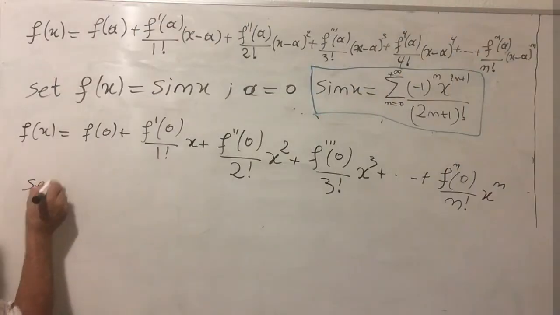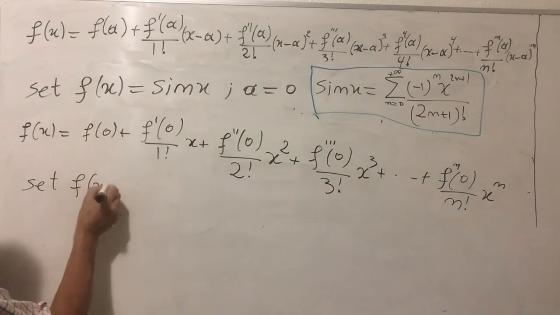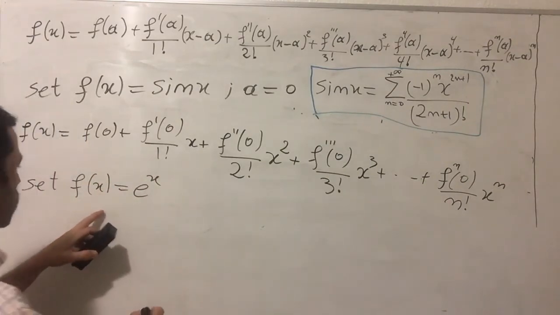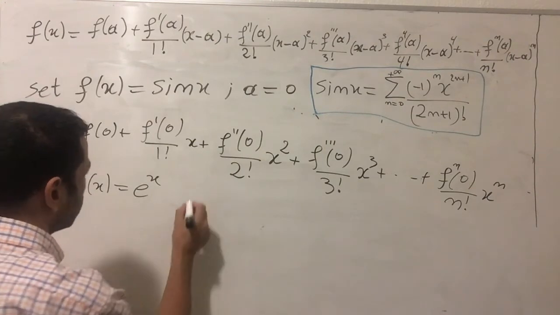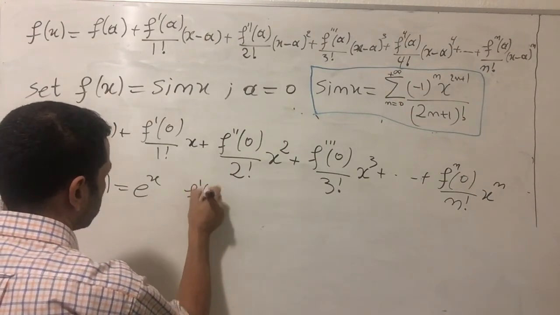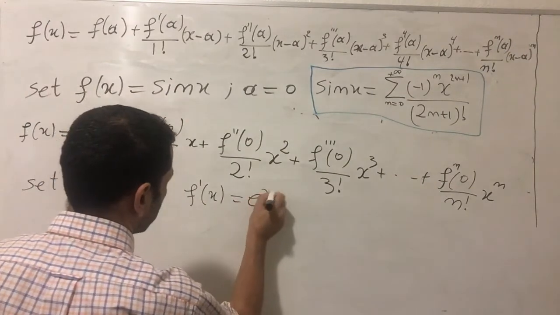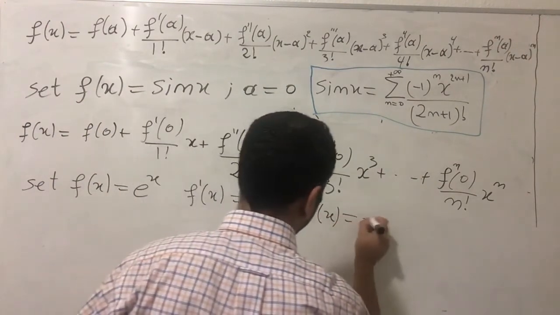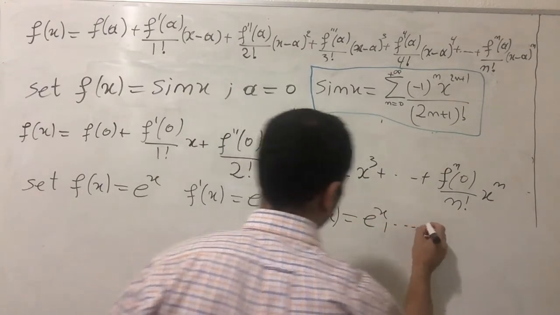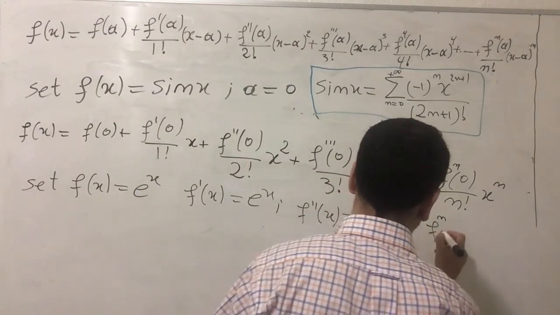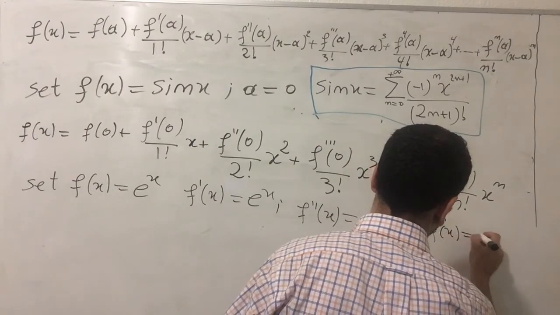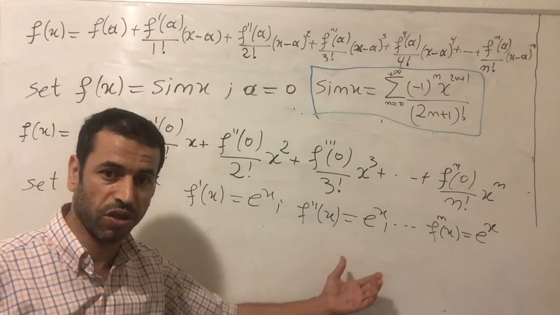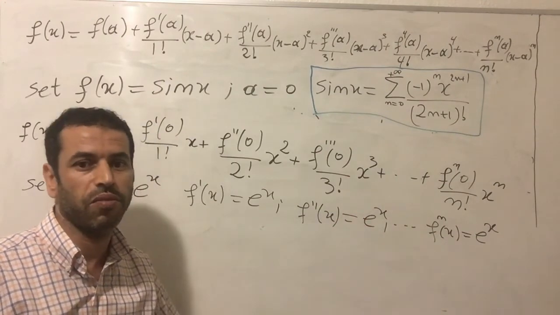Let's set f of x equal to exponential x as an example. Let's calculate the first derivative of exponential x. I will have exponential x. The second derivative of exponential x equals exponential x, and all the way down. The n-th derivative of exponential x is the same. This is the only function whose derivatives are the same as the original.